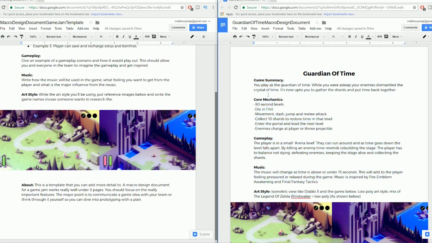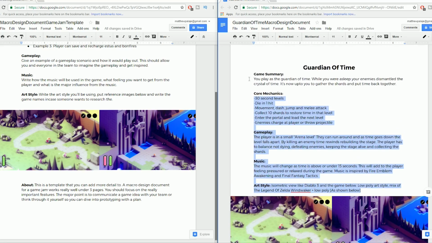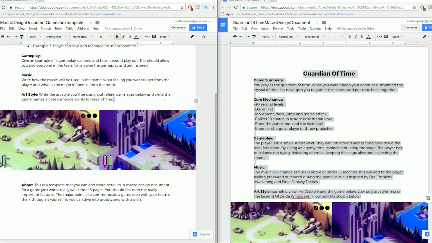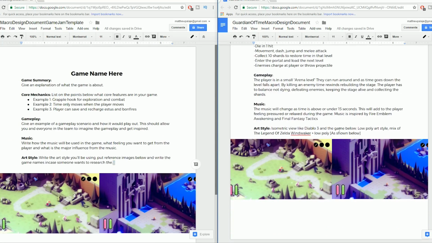And even if you're working by yourself, I find it a great way to organize your final thoughts. So when you're in a game jam, you might be brainstorming different ideas, and then you can condense it into a really nice one-page document.